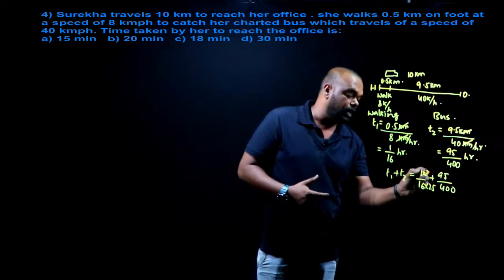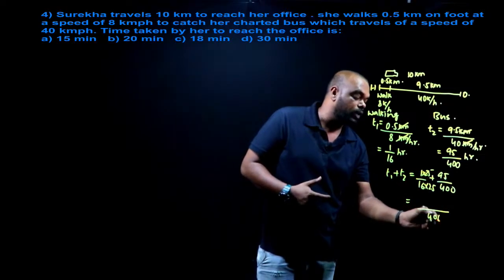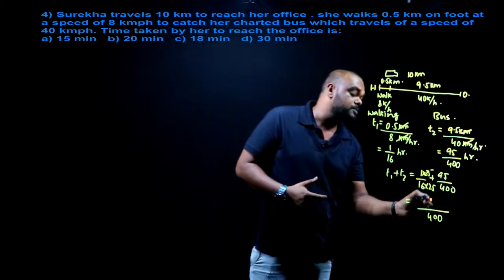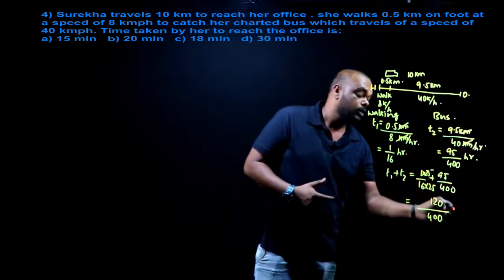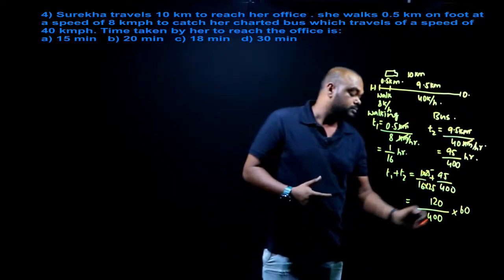Into 25 into 25. Now what happens? Here also 400, here also 400. Denominator 400. Here 25 plus this 95 becomes 120. This is hours. To convert it into minutes, multiply with 60. What happens?